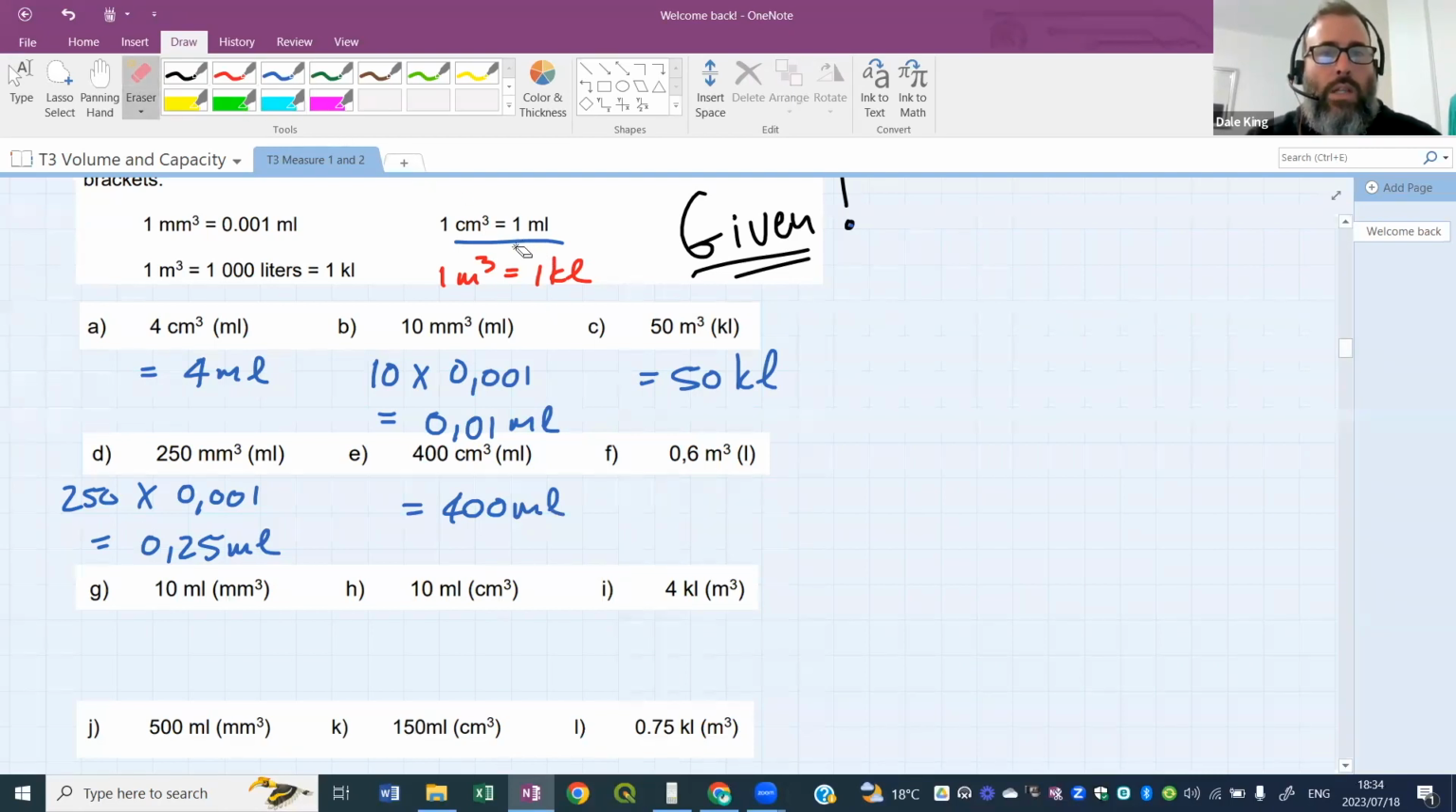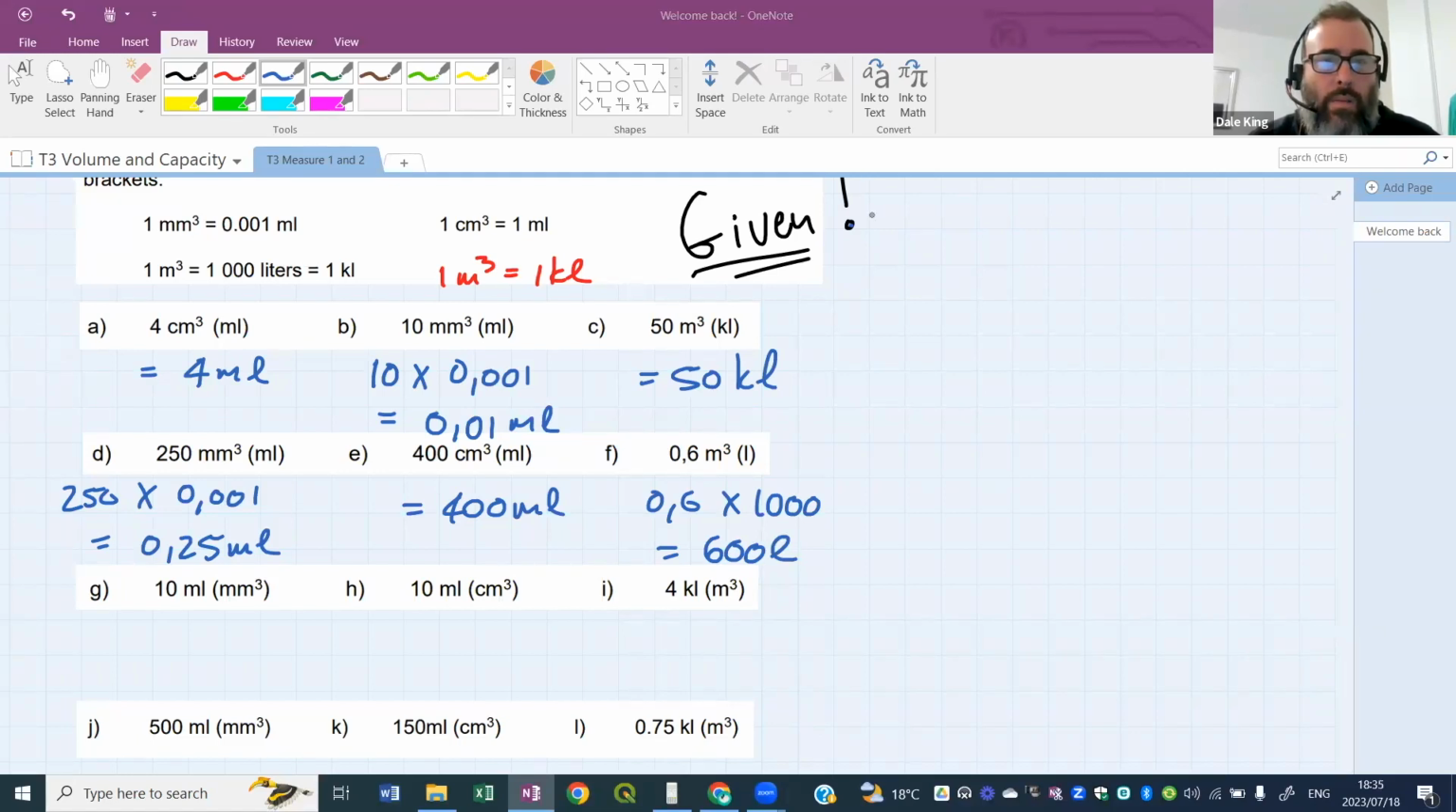Meters cubed to liters. That's not 1-to-1. I've got something here though. 1 meter cubed is 1,000 liters. So what is 0.6 meters cubed? Well, it's 0.6 of 1,000 liters. So this will give me 600 liters. Okay. Yes. So could you please check C again?